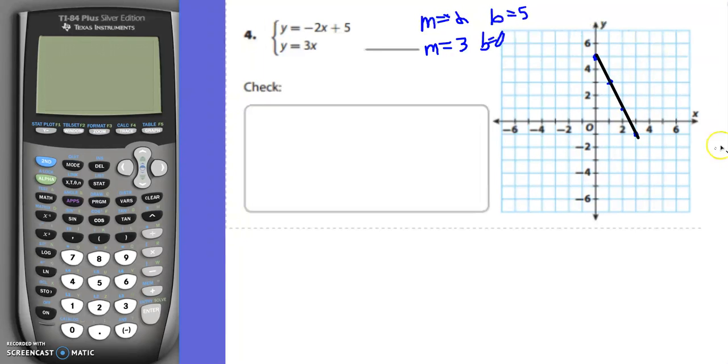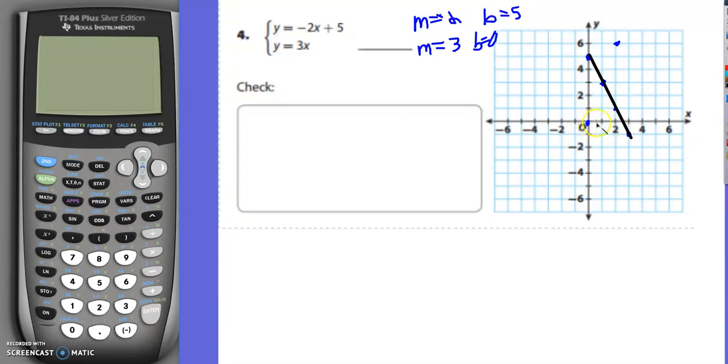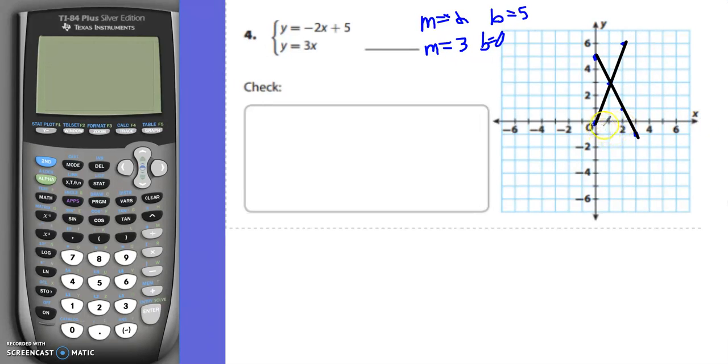Alright, we're going to start at the origin. We're going to go up 3 to the right 1, go up 3 to the right 1. The point of intersection is 1, 3. Okay, now we can do our check.